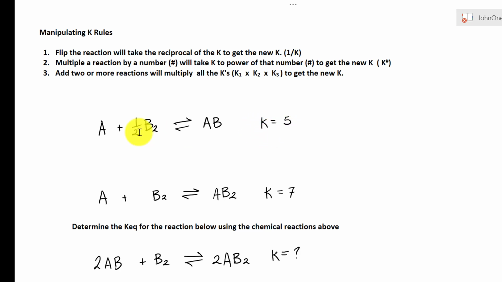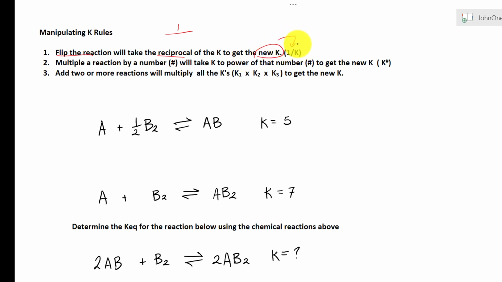Well, based on the rules, every time you change the reaction, it will also change the equilibrium constant based on these 3 rules right here. First, if you flip the reaction, you will take the reciprocal of K to get the new K. Basically, the word reciprocal means put 1 over it, okay? And that's the reason why 1 over K is your new K right there.